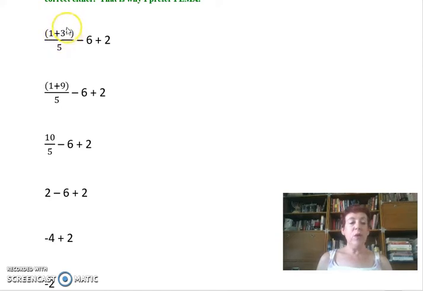Now notice that this exponent of 2 only applies to the number 3. It does not apply to everything within the parentheses or anything else. It only applies to the value that's just below the exponent. So the first calculation we do is 3 squared, which is 3 times 3, and that becomes 9. So our new expression is 1 plus 9 over 5, or divided by 5, minus 6 plus 2.